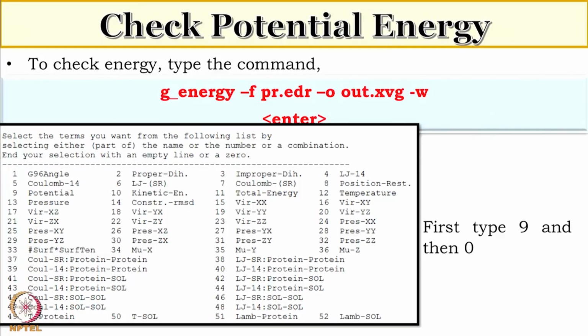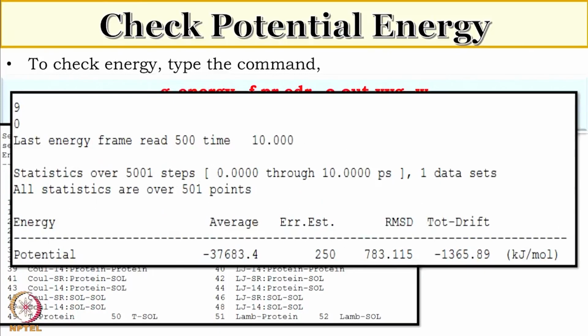Then give that xvg. Okay. So after you type 9 and then 0, it will give the value of potential energy. Here you can see that the average value is given: -37683.4 kilojoule per mole. You will also have the error estimate and the RMSD value as well.